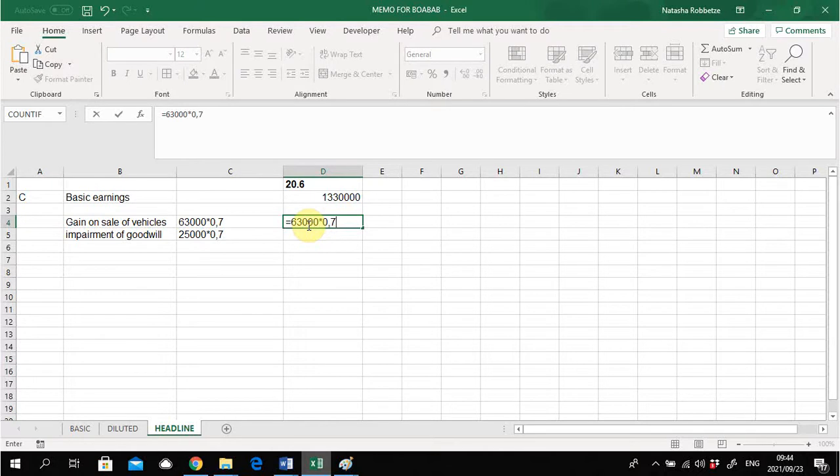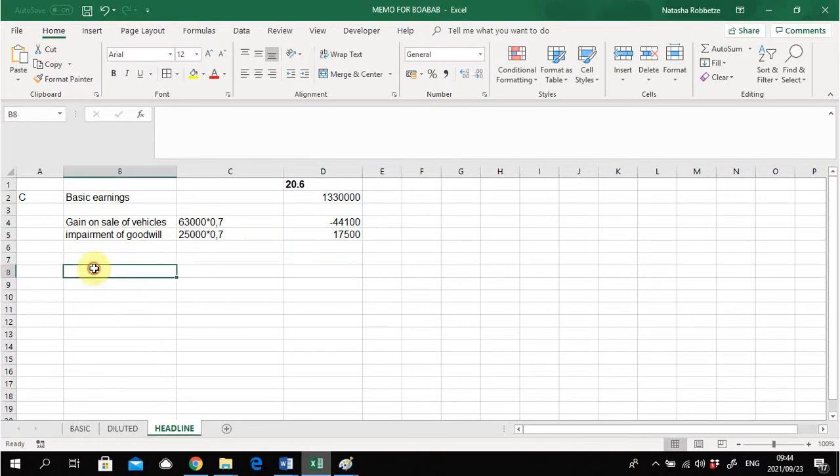So we basically have these two items. 63 at 70%, and now we need to go and determine, should this now be added or should this be subtracted? Well, gain on sale of vehicles would have been added when I calculated my profit, so now I need to do the opposite, so I will have to subtract it. So it's minus. The impairment on the goodwill, well, the impairment would have been an expense. So when I calculated the impairment and I put it in my statement of profit or loss and other comprehensive income, I would have deducted it. So now I'm going to do the opposite by adding it back. And that's going to lead to my headline earnings.